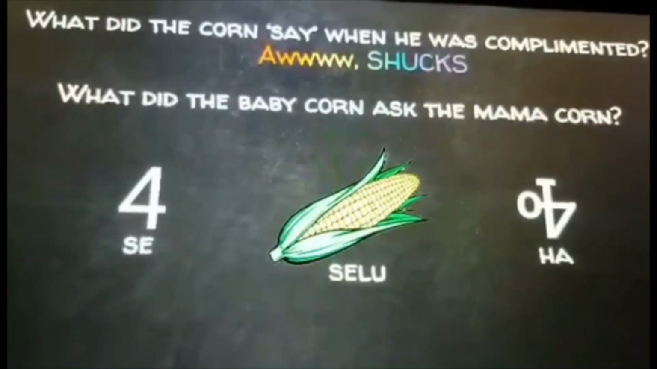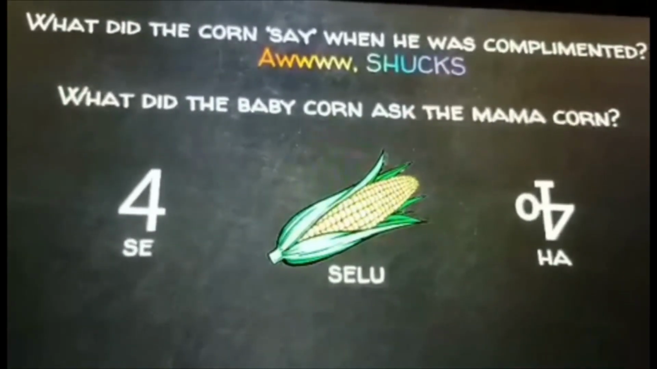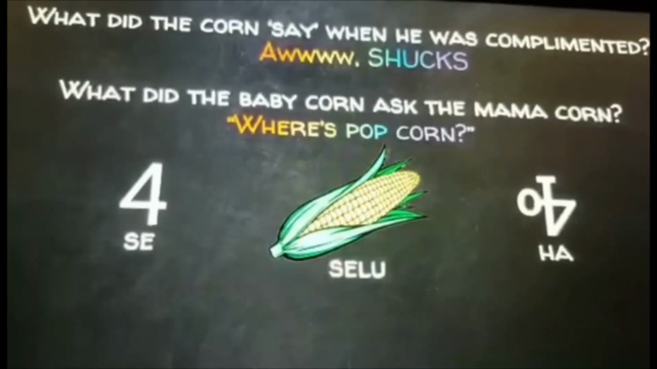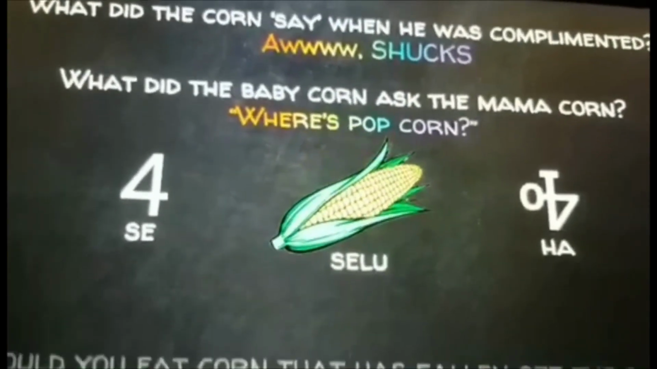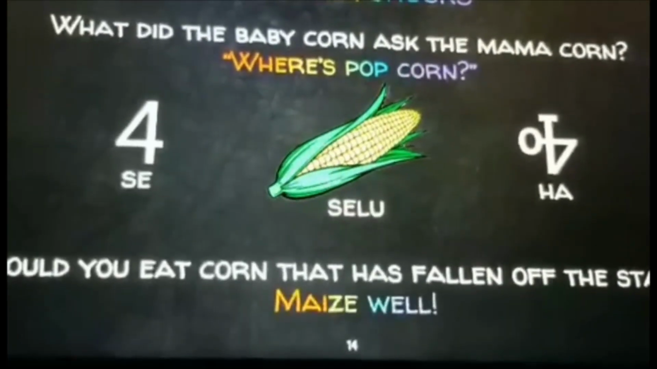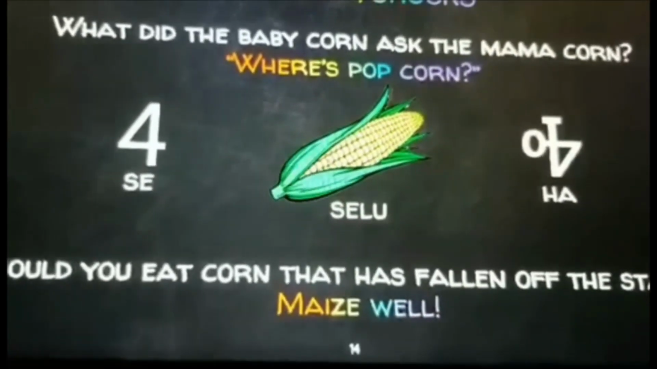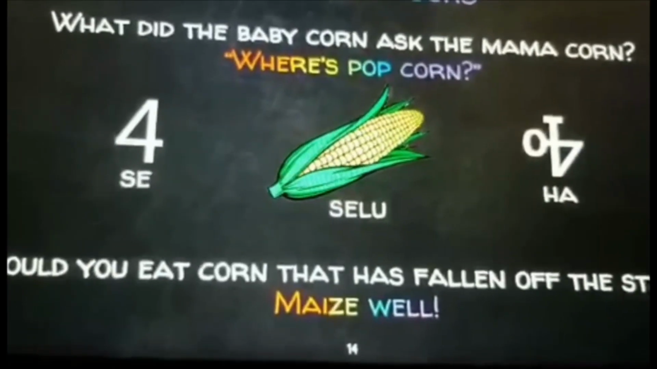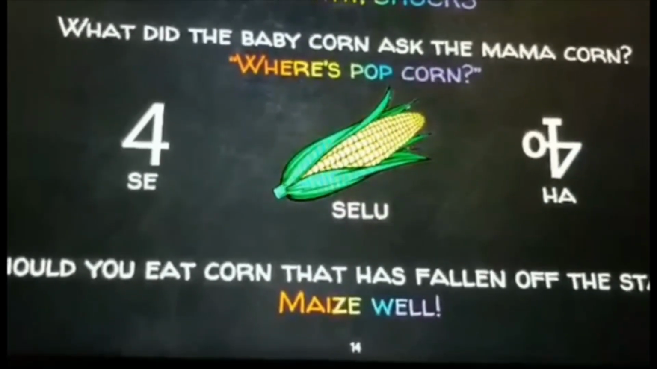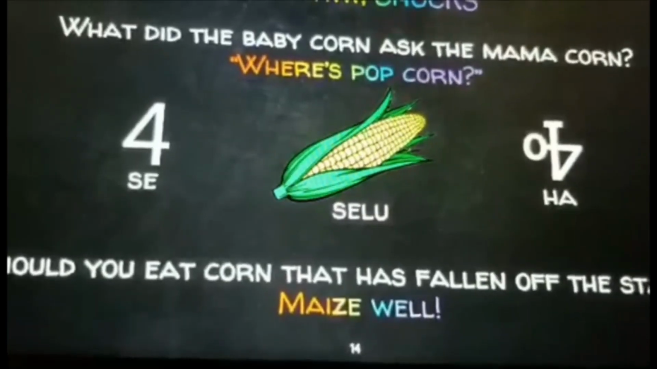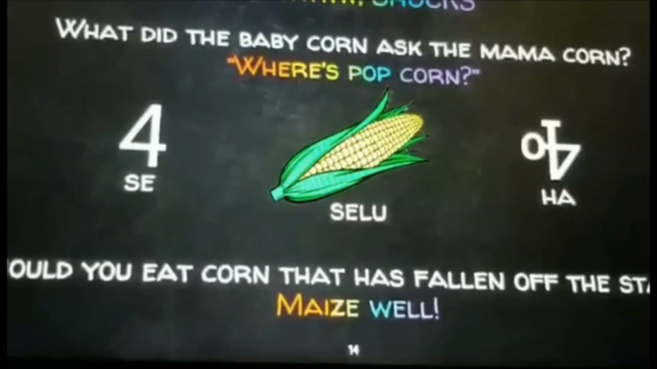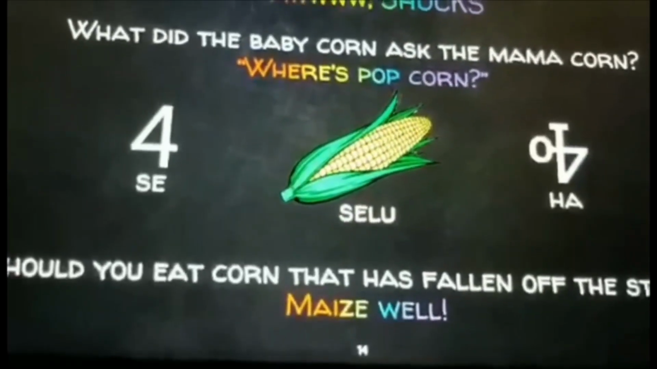What did the baby corn ask the mama corn? Where's popcorn? And then you can say, ha ha ha. Should you eat corn that has fallen off the stalk? May as well. So we've got say and ha. So just think corny jokes. That's what you gotta think of. And what are corny jokes? Some people laugh. I'm a laugher, so this is how I remember say and ha.